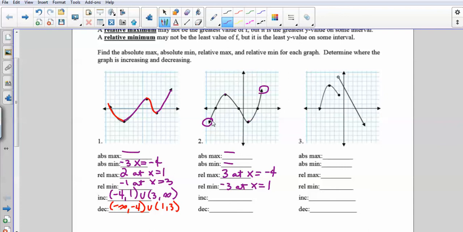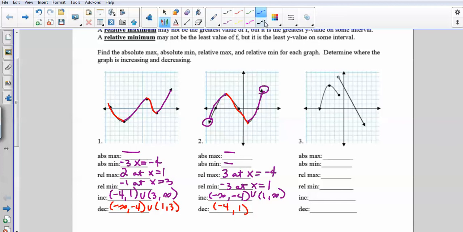Alright, I have two intervals of increasing. One is from -infinity to -4, and that's right here. My second one is right here, so that's from 1 to infinity. And my interval of decreasing is here in the middle, from -4 to 1.